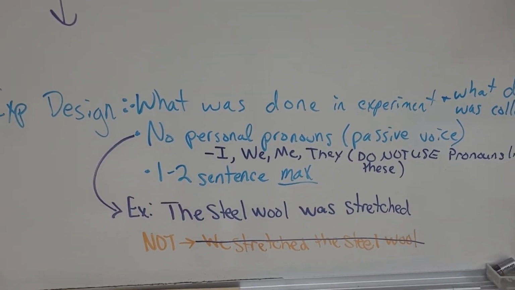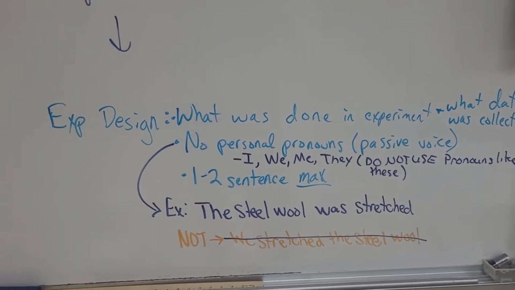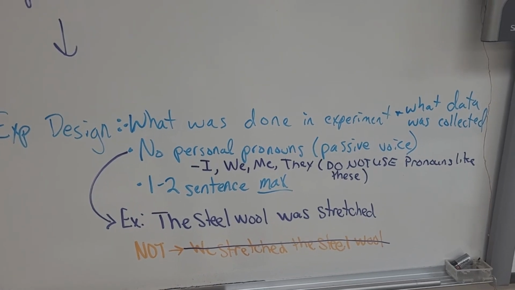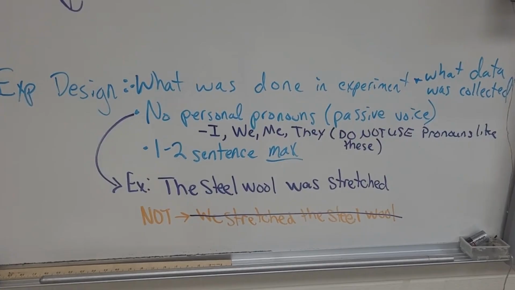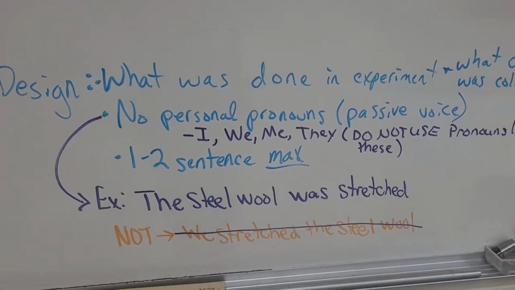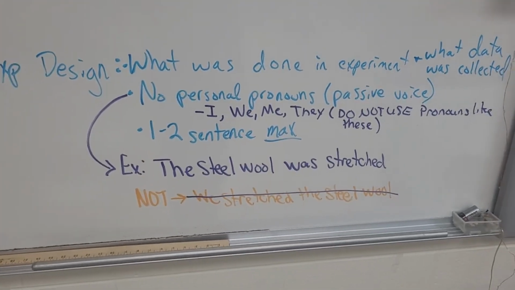In this section, no personal pronouns. Really, in the whole lab report, you shouldn't use personal pronouns, but for this section, we're just saying no personal pronouns. So that means no I, we, me, or they, right? You're using passive voice. So for example, instead of saying "we stretched the steel wool," you would say "the steel wool was stretched," okay? So that is passive voice.